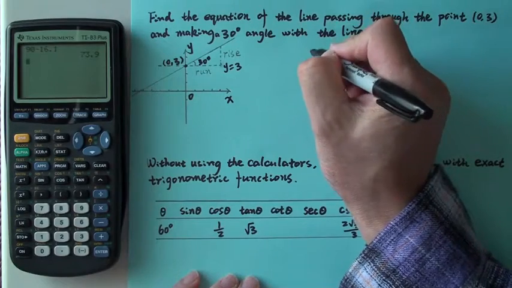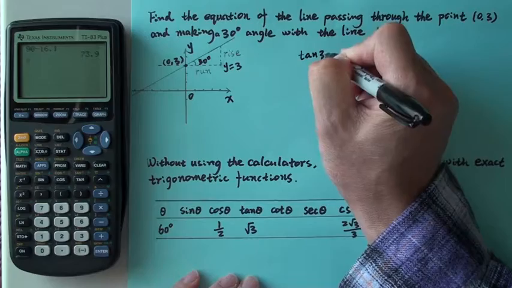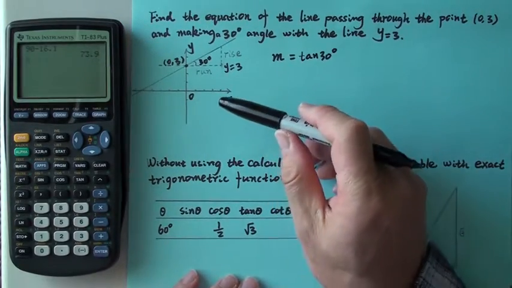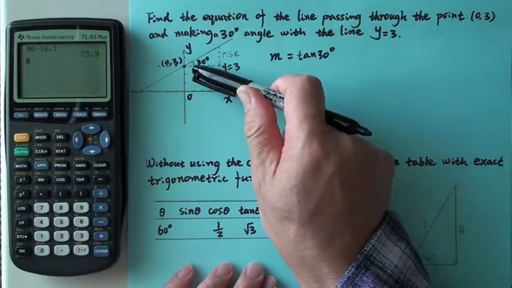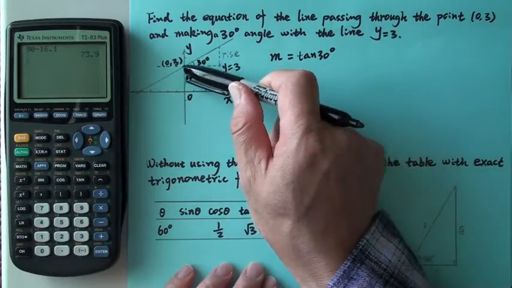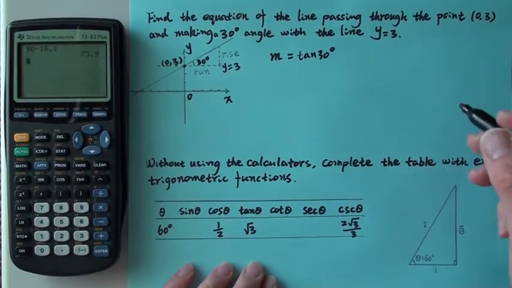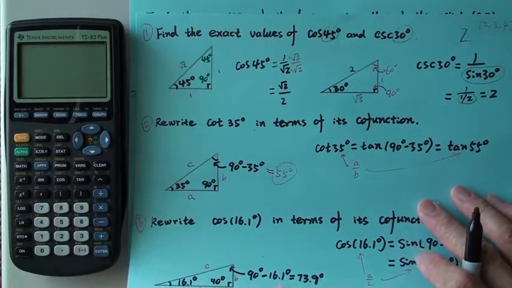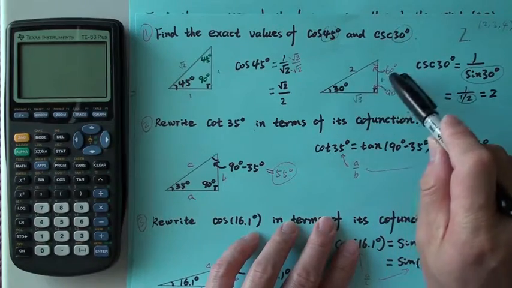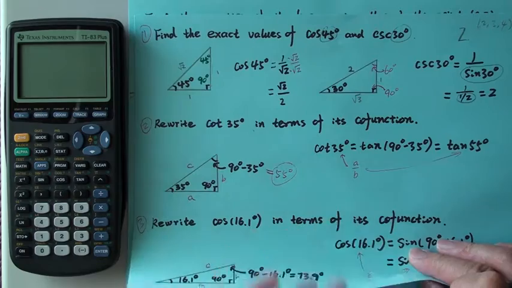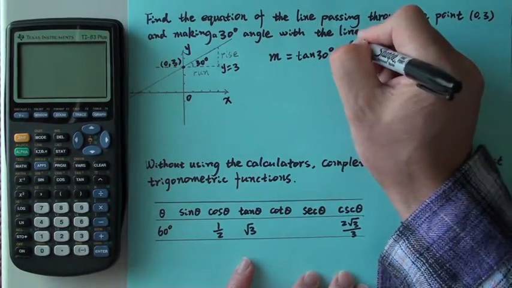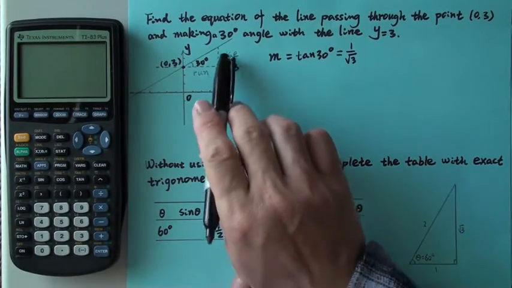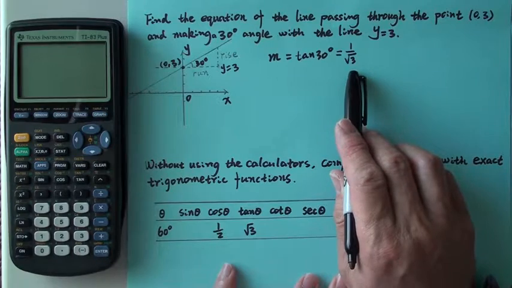Then we know tangent 30 degrees is actually the slope. Tangent of this angle is rise over run, that's opposite side over adjacent. But we know tangent 30 degrees is what? If you remember previously, we have this picture. You see 30 degrees, 1 over radical 3. So we know the slope. If you were told the angle, then you should be able to find out the slope.